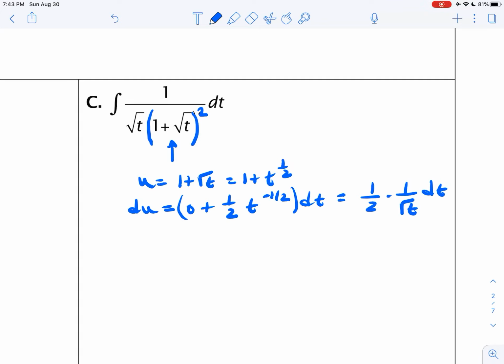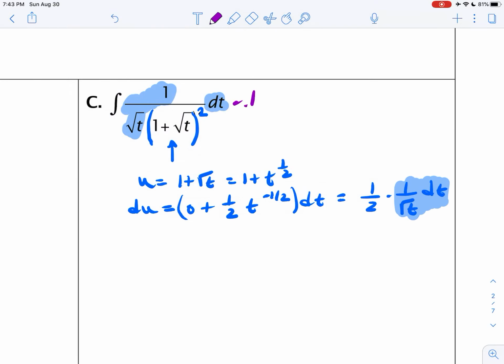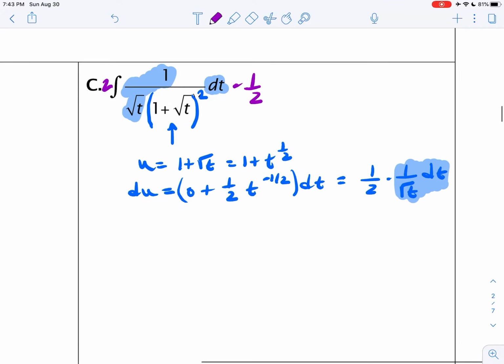T to the 1/2 is square root of t, and if it's a negative, I can move it to the denominator. So I do see that I have my dt over 1 over the square root of t, but I need the 1/2. So I'm going to multiply by 1/2, and then divide by 1/2, and division by 1/2 is multiplication by 2. So now this extends my shaded region, and this whole region here is my du part.